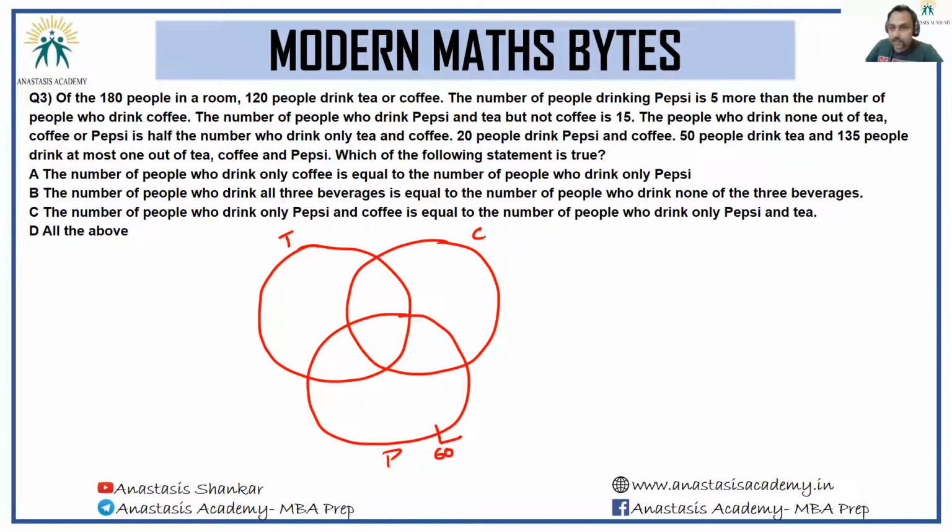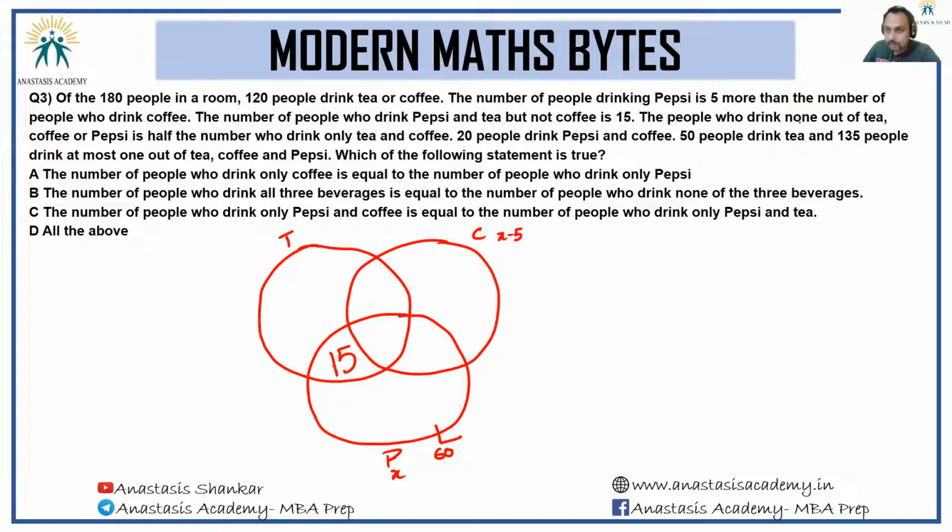The number of people drinking Pepsi is 5 more than the number of people who drink coffee. So if the number of people who are drinking Pepsi is X, the number of people who are drinking coffee is X minus 5. The number of people who drink Pepsi and tea but not coffee is 15. Okay, this region here is 15.